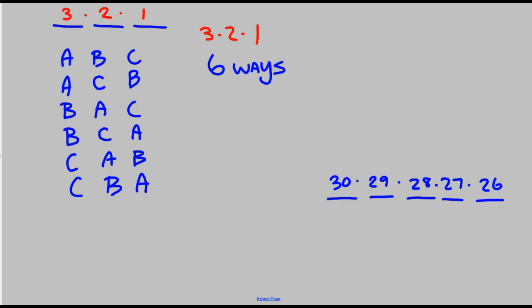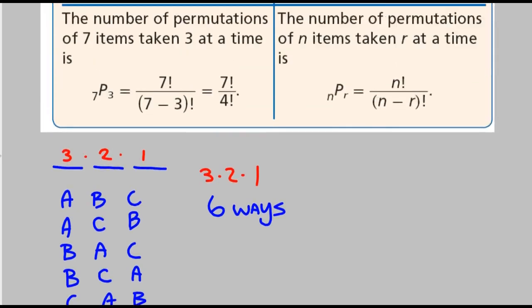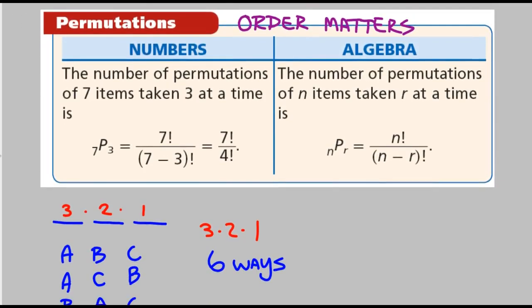Because there were only 5 desks in the row, that's why I stopped at 26. So this is part of a factorial, isn't it? It's like part of 30 factorial. Okay? And so what we have is a rule, or a button, a little algorithm that's built into our calculators to do this little calculation for us, and that is called permutation.